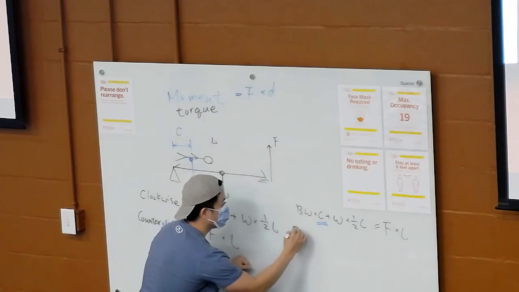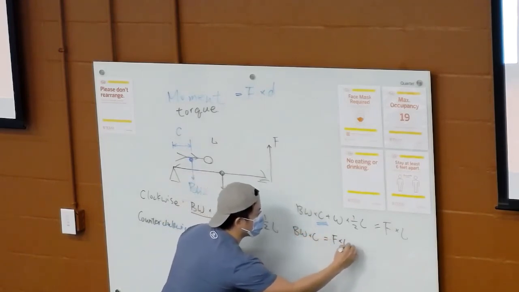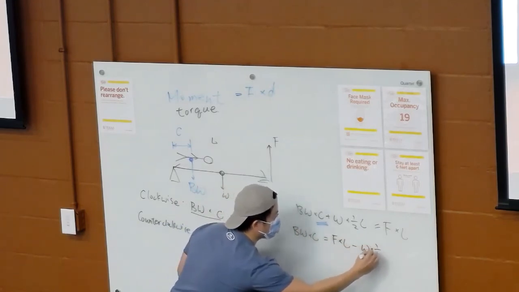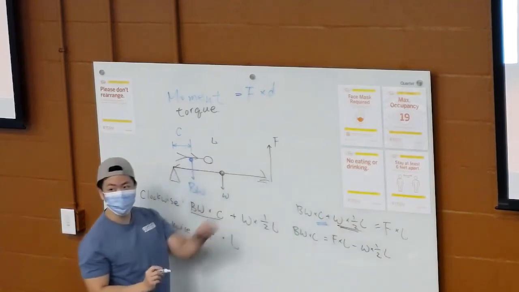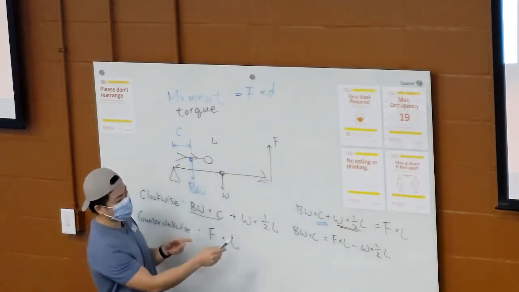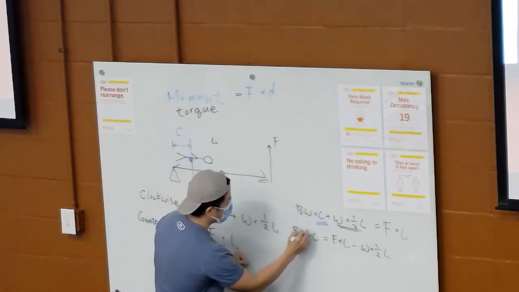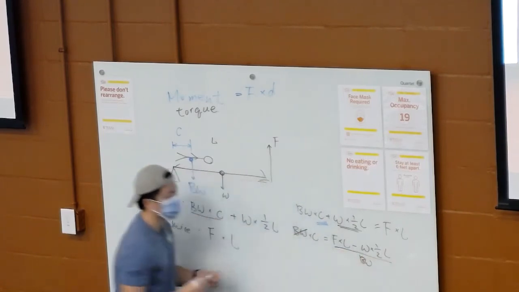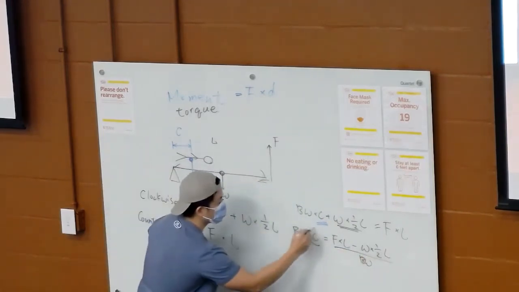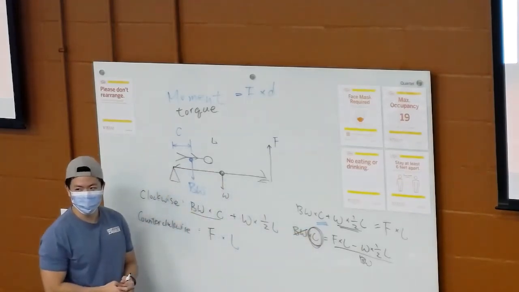So it'll be BW times C equals F times L minus W times 1/2 L. We just move this term to that side, right? So that's the first step. And then we divide everything by body weight, so we divide this by body weight, and here we also divide by body weight. So now you got C. Make sense?